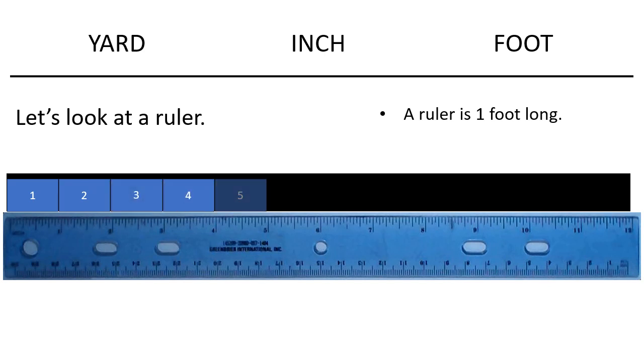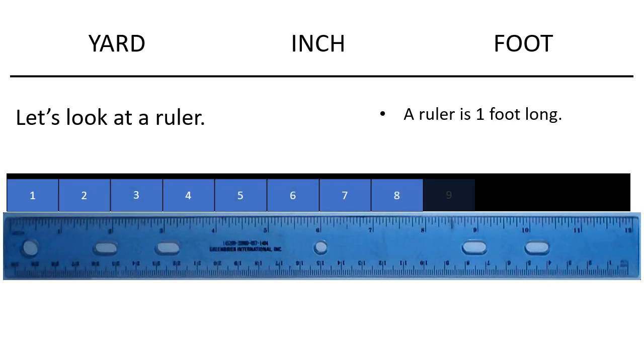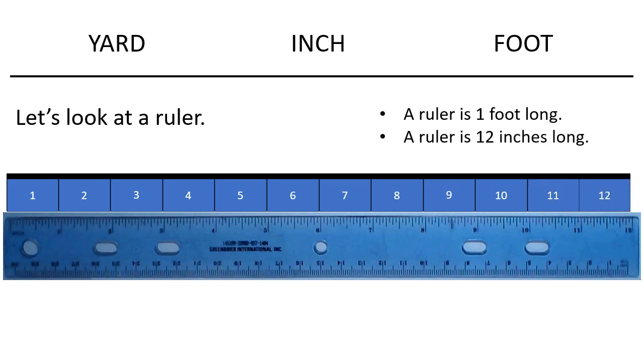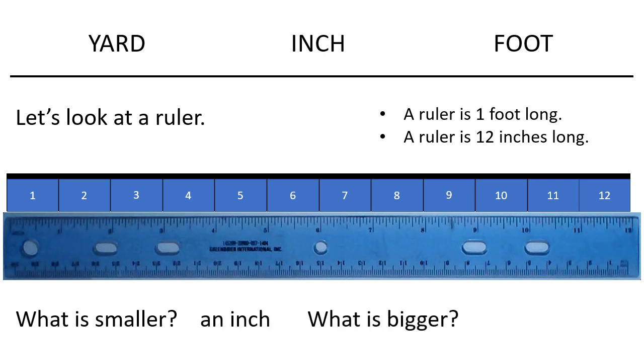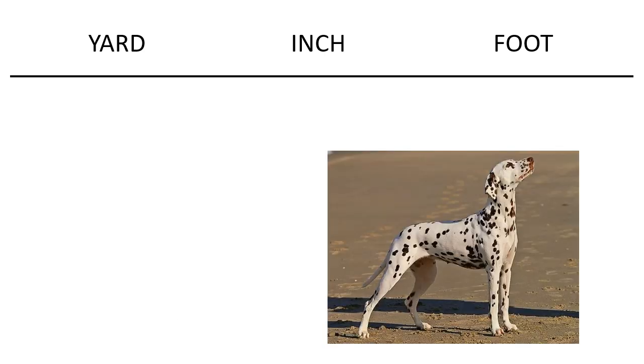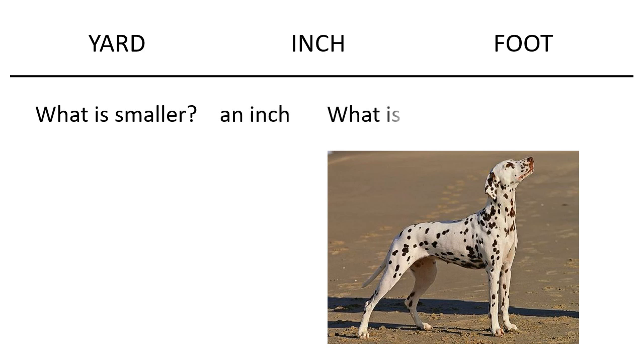There are 12 inches in a foot. This ruler is 1 foot long. The ruler is also 12 inches long. So what is smaller? An inch is smaller. So what's bigger? A foot is bigger. So what is smaller? An inch. What is bigger? A foot.